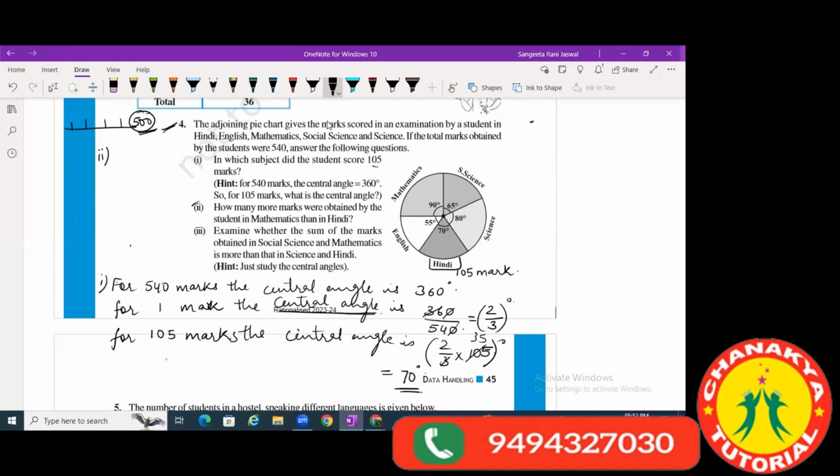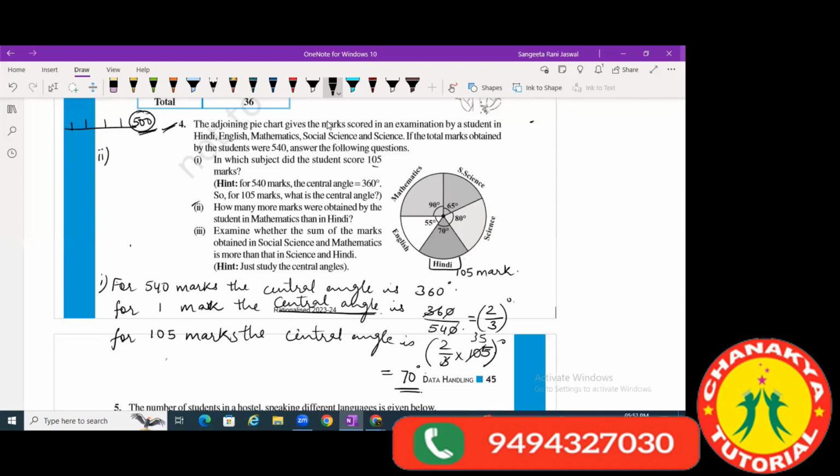Okay, so see the next question. I'm not erasing, you can write. How many more marks were obtained by the student in mathematics than in Hindi? Now the second question is asking, how many more marks were obtained by a student in mathematics than in Hindi? In Hindi, the student is getting 105 marks. So how many more marks is the child getting in mathematics?